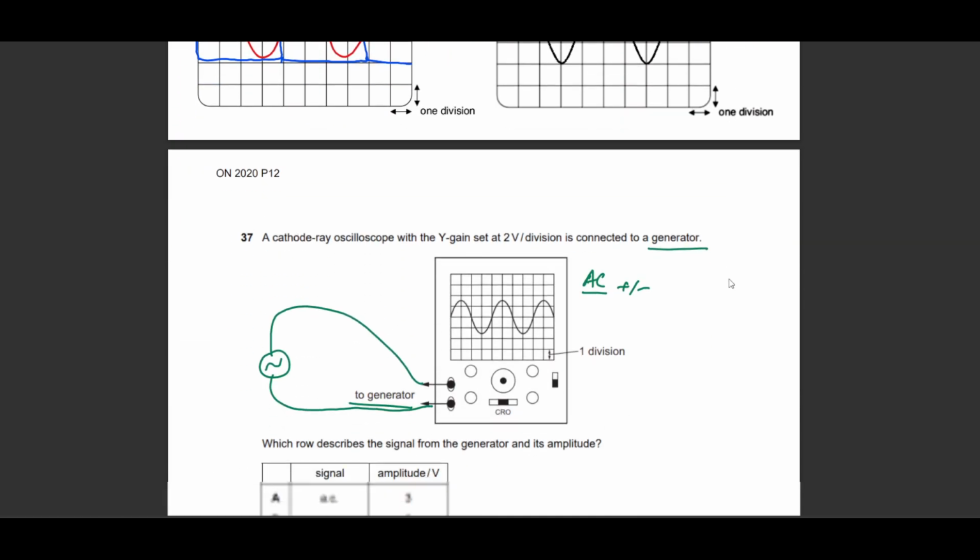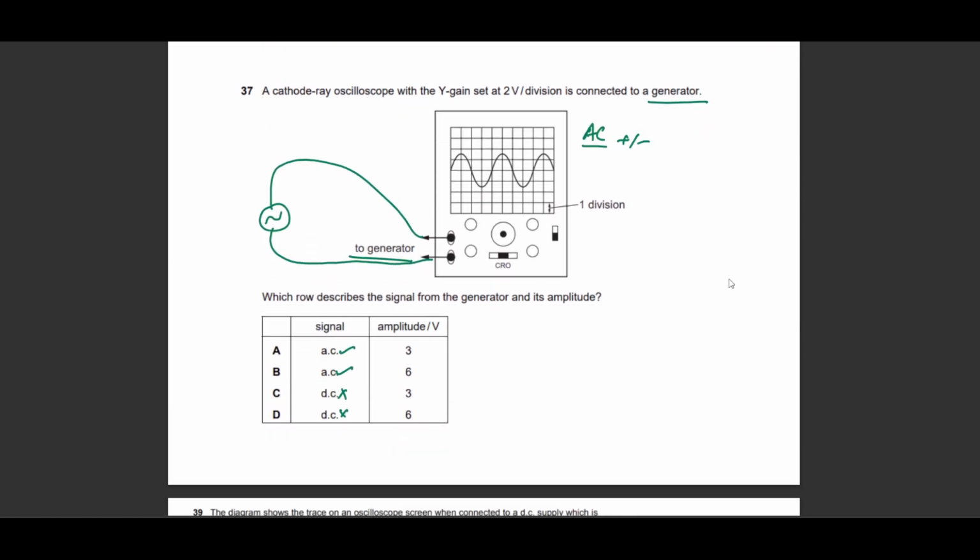It's not changing. So this is not an AC, this is not a DC signal. And then we move towards the amplitude of the wave. Now amplitude is towards just one side, so this is how I divide my signal in half, in the positive side and in the negative side, right? And it tells me that one division is 2 volts.